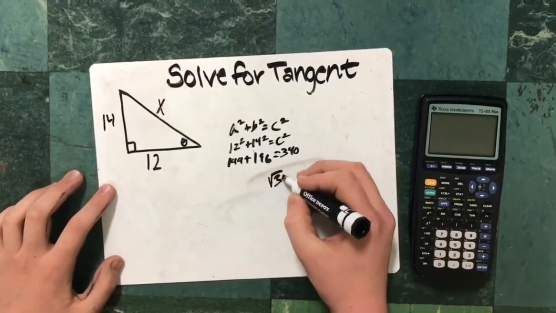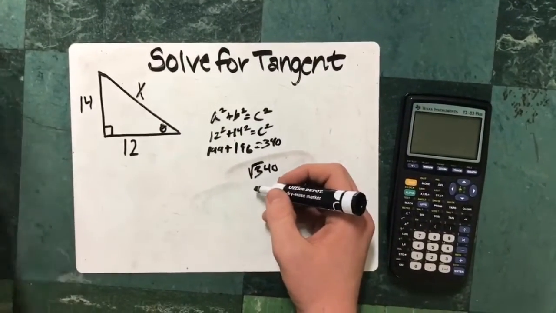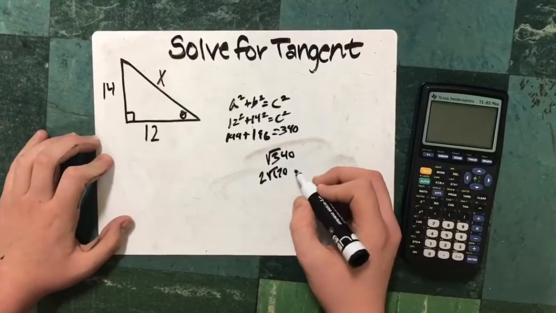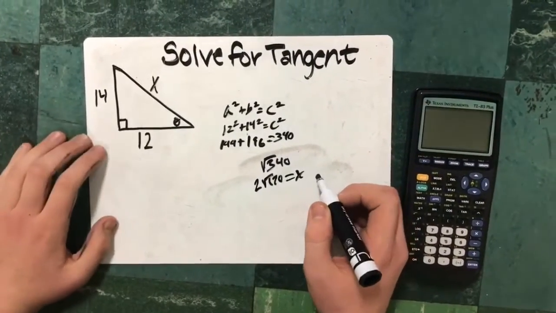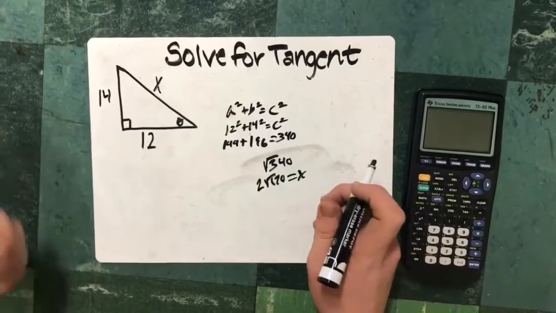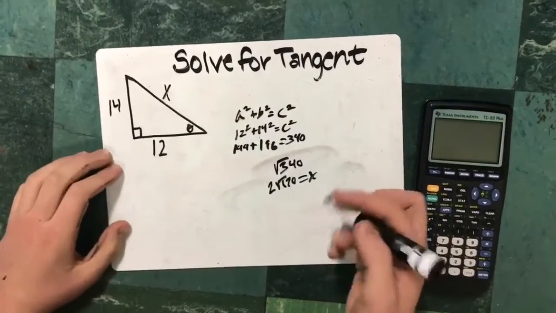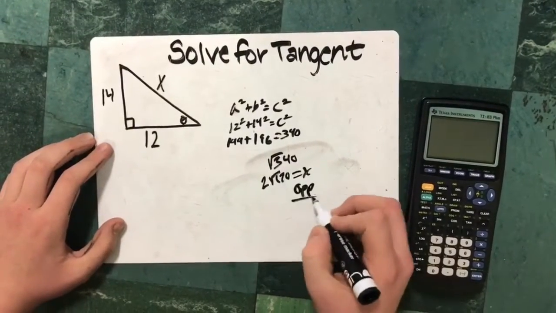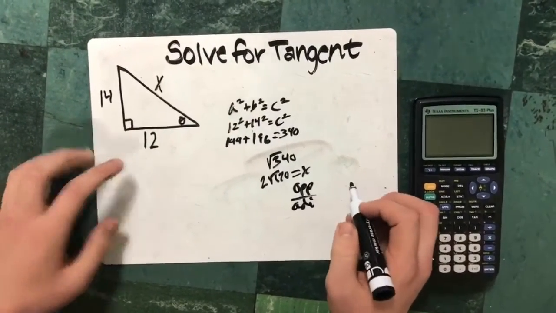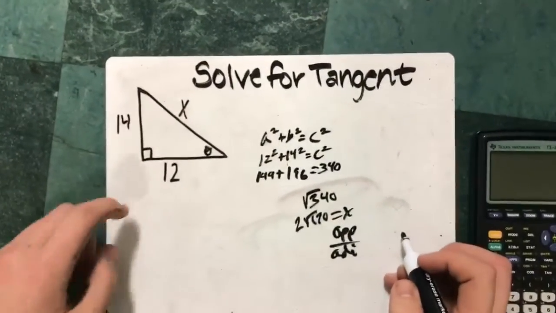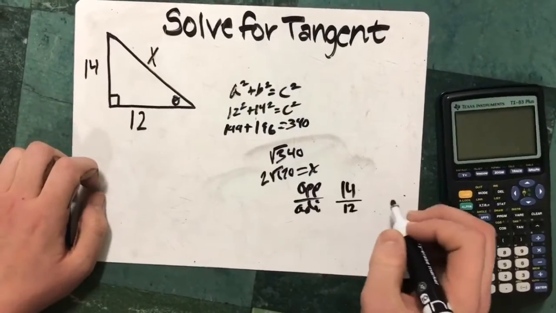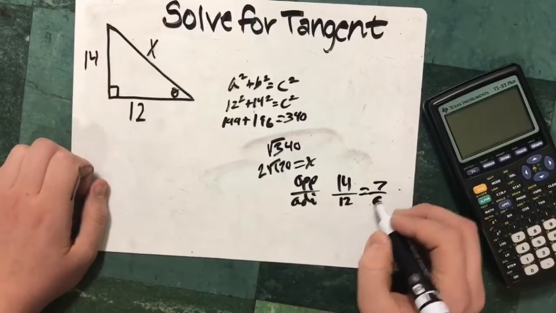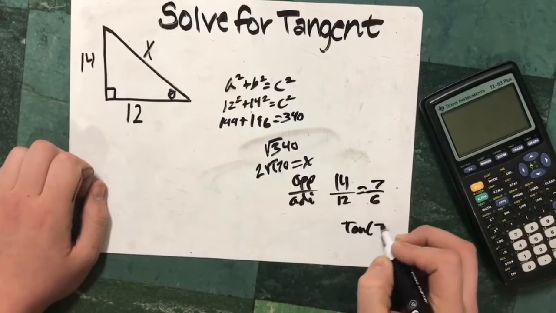So the square root of 340, it being a big nasty number that doesn't like to go into a single number very well, we have to simplify it to 2 square root of 170, which equals x, or the hypotenuse. Now for a tangent, we use a trick called SOHCAHTOA, which tells us what we need to place on top of each other. According to SOHCAHTOA, it is opposite over adjacent, which in this case, from the point of view, this being opposite, this being adjacent, it would be 14 over 12, and if we reduce that, that equals 7 over 6, which is, let me rewrite that, tangent.